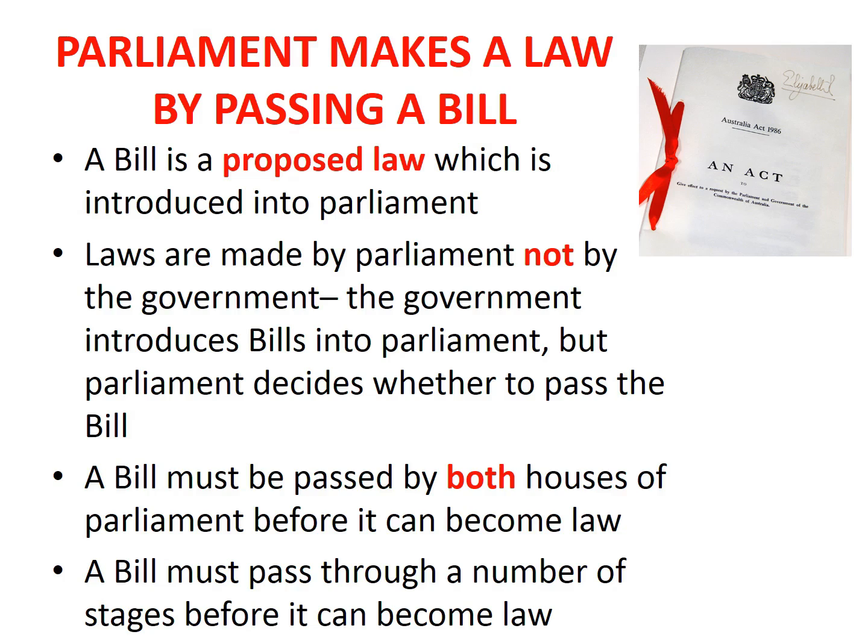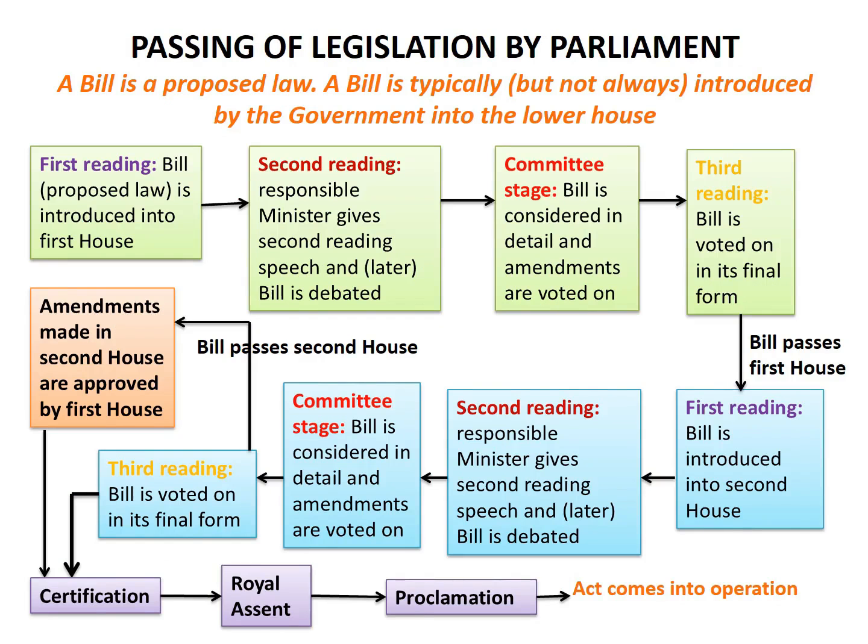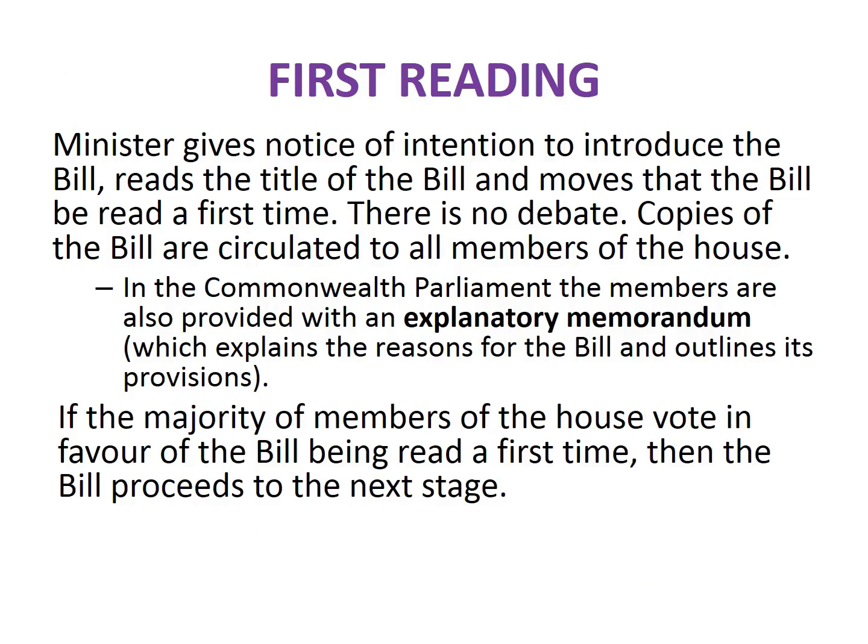Finally, a bill must pass through a number of stages in Parliament before it can become a law. This slide sets out all the stages that a bill must pass through before it can come into operation as an actual law. In the following slides, I explain each of these stages in more detail. The first stage is the first reading. This is where the bill, or proposed law, is introduced into the first house. Now, bills are typically introduced by the government into the lower house of Parliament. For the Commonwealth Parliament, this is the House of Representatives, and for the Victorian Parliament, this is the Legislative Assembly.